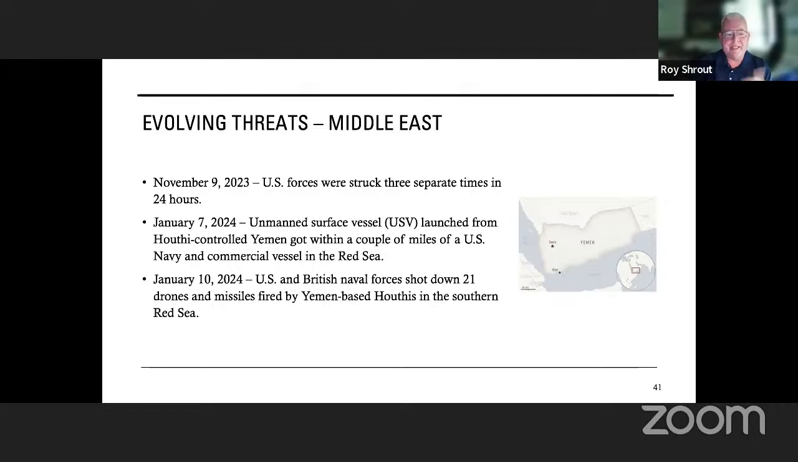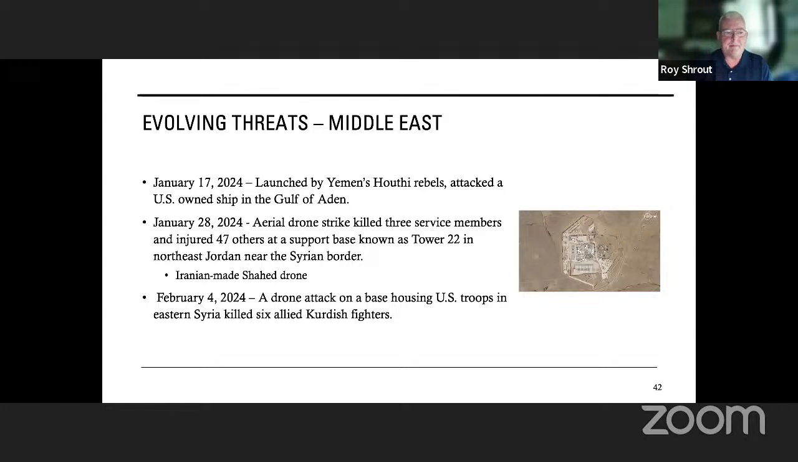In January of this year, a USV, unmanned surface vessel, launched from Houthi-controlled Yemen, got within a couple of miles of a U.S. Navy and commercial vessel. And in January of this year, U.S. and British naval forces shot down 21 drones and missiles. You probably all heard about that. So again, there's a ton of stuff going on. Again, January, another attack on another ship.